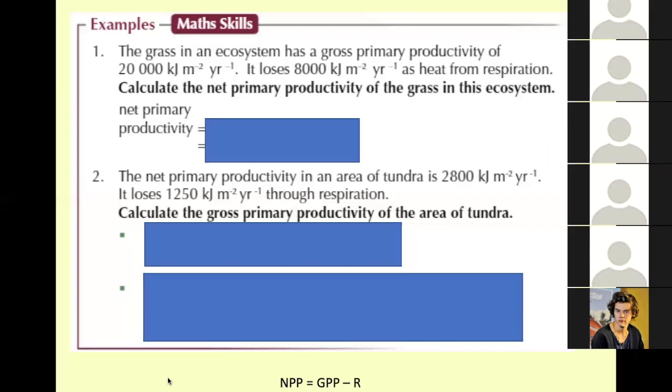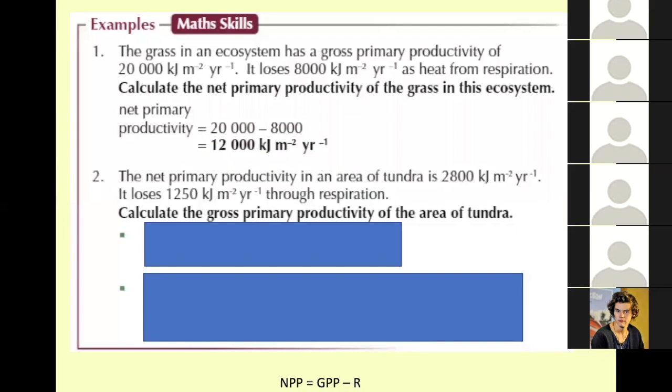Charlotte, have you done the first one? Is it 12,000? Okay, good. So that's a very easy question, folks. We just remember that NPP equals GPP minus respiration. And there it is. Okay.